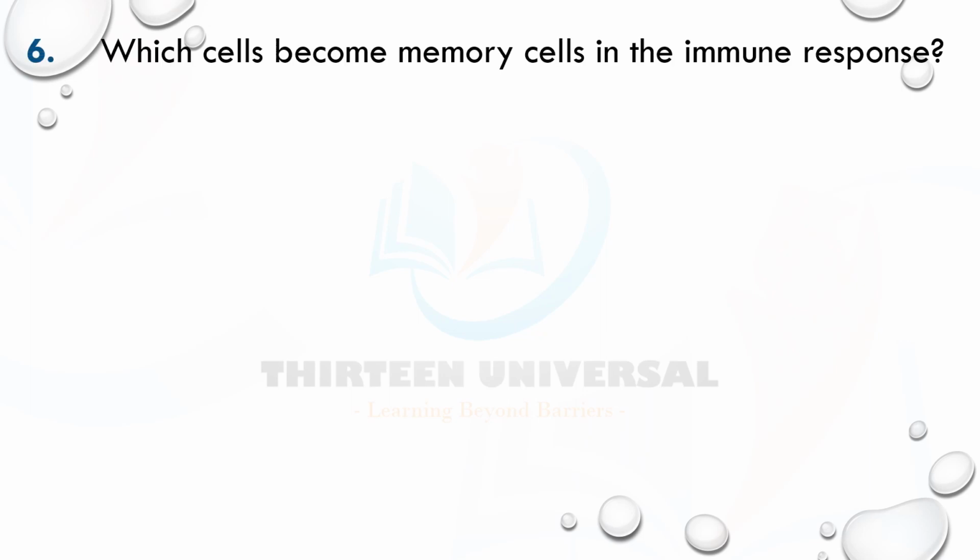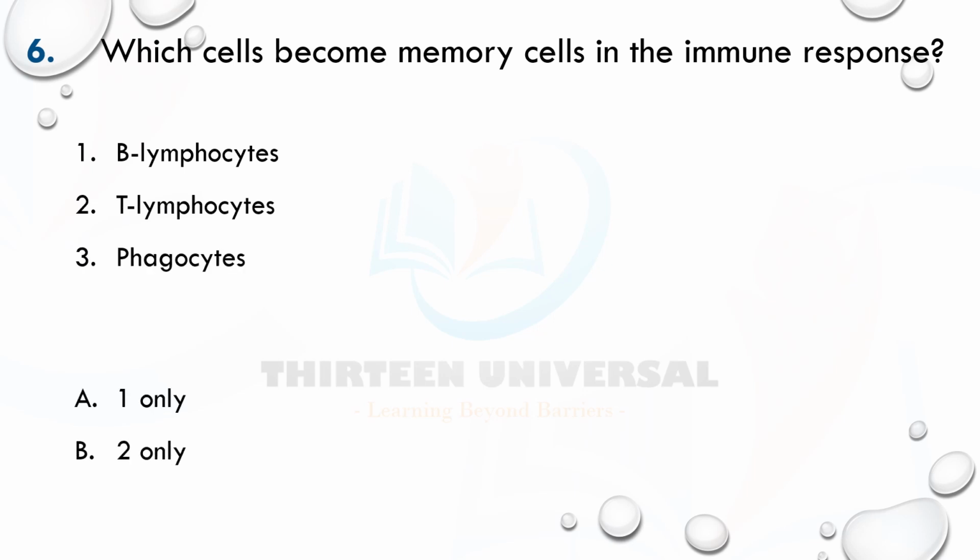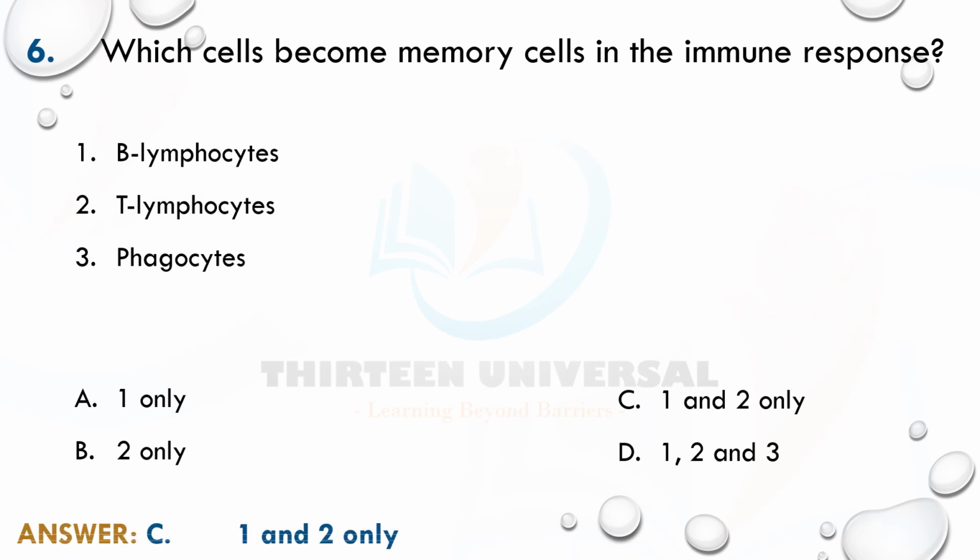Come on, let's do 6. Which cells become memory cells in the immune response? Which one forms memory cells? Pause the video and tell us what becomes memory cells. The ones that become memory cells are just B lymphocyte and T lymphocyte. They are involved in specific immune response. They need memory. These phagocytes are involved in non-specific immune response. So it's only 1 and 2, because they're involved in specific immune response. They need memory cells.